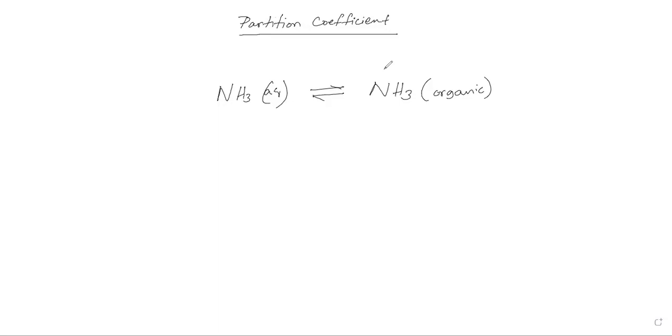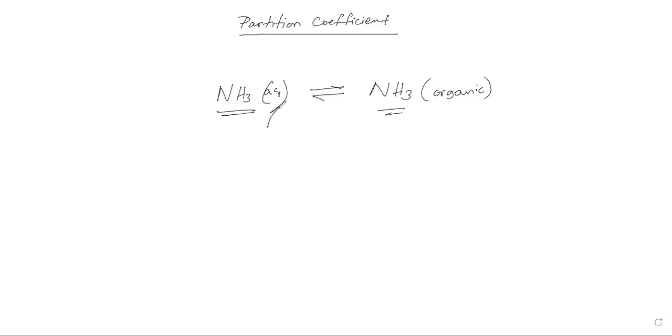Today's lecture, we are going to discuss the partition coefficient. So, what is actually the partition coefficient? We can think of it as a substance which is soluble in, let's say, different solvents. So, let's say two of the solvents are ones where this ammonia is soluble.